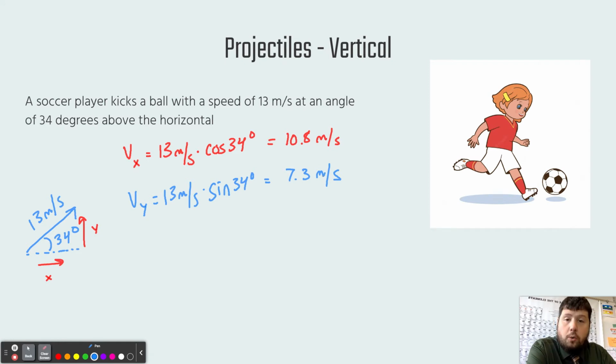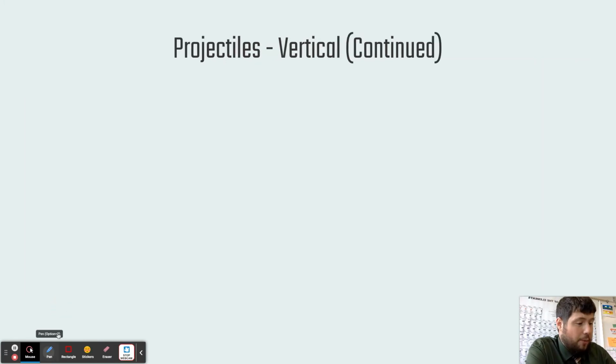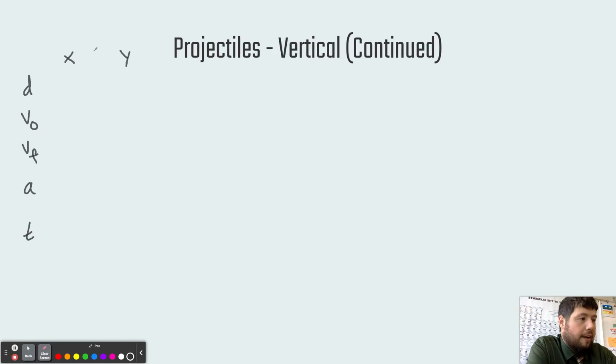Okay, so I've got my two components of my initial velocity vector. Now we can solve this problem very similar to the one that we just did. I like to set up, once again, and this is not something you have to do, one of those projectile motion charts where I'm going to list out distance, and then initial velocity, final velocity, acceleration, and time, and we'll keep track of the x and the y components.